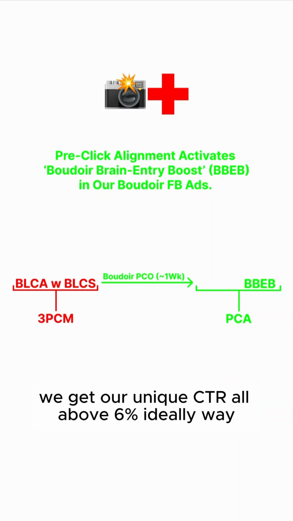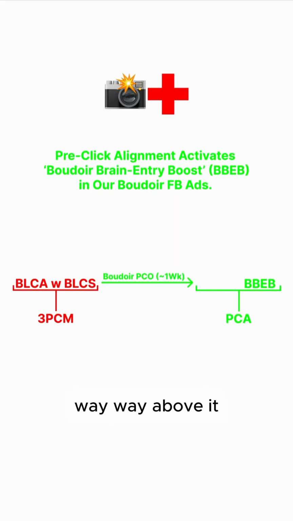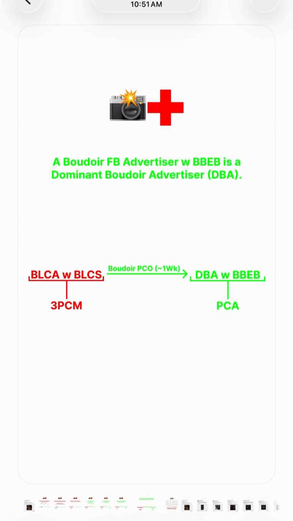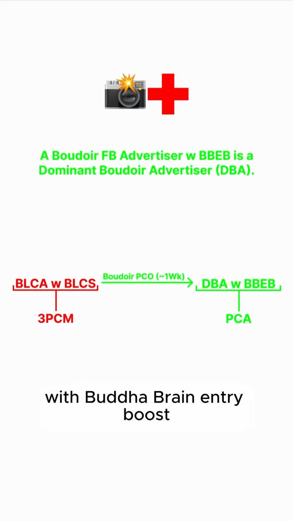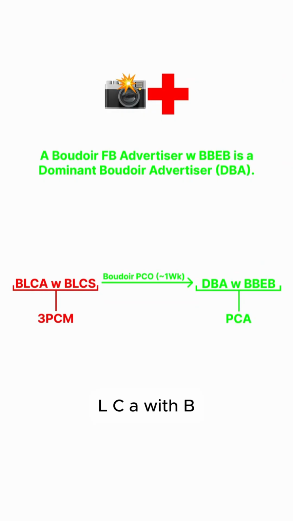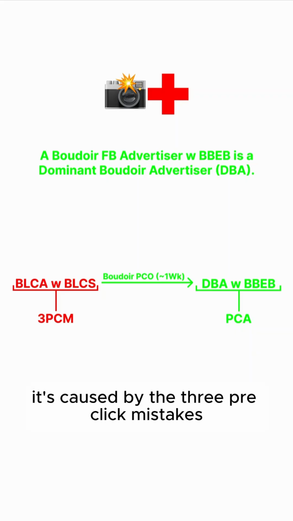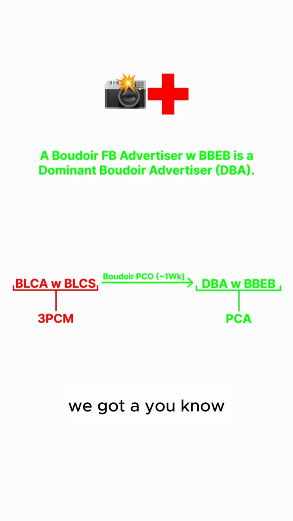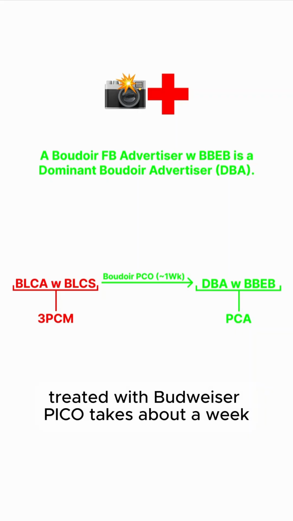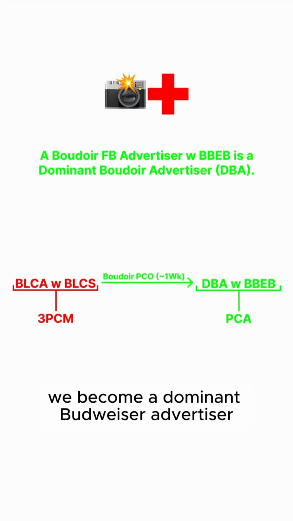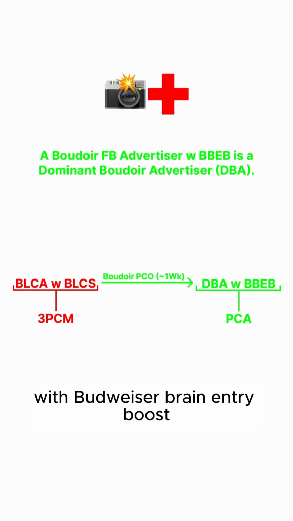Basically, we get our unique CTR above 6%, ideally way, way above it. And a Boudoir Facebook advertiser with Boudoir brain entry boost is a dominant Boudoir advertiser, a DBA. So this is our universe. We got BLCA with BLCS. It's caused by the 3 pre-click mistakes. We get treated with Boudoir Pico, takes about a week. We achieve pre-click alignment. We become a dominant Boudoir advertiser with Boudoir brain entry boost.